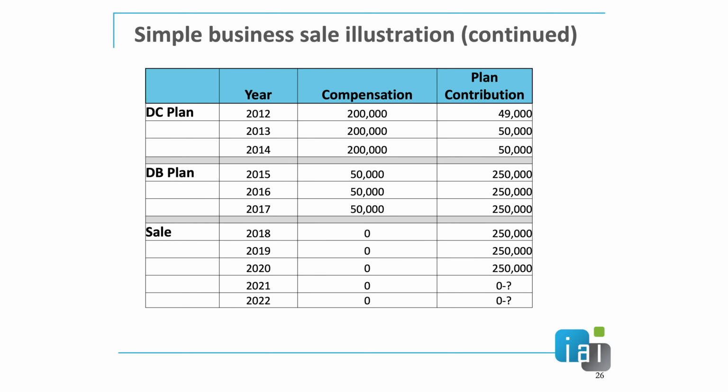So here is what this looks like on a chart. The first 3 years, compensation of $200,000 limits his defined contribution annual contributions to $50,000. He sets up a DB plan in 2015, drops his current income because maybe he's paid off the house, kids are out of college, doesn't need the current salary, so moves some of that money into plan contributions, $250,000 per year for a few years. Then in 2018, he sells the business for 3 annual installments of $250,000 each, which he puts directly into the defined benefit plan as deductible contributions.